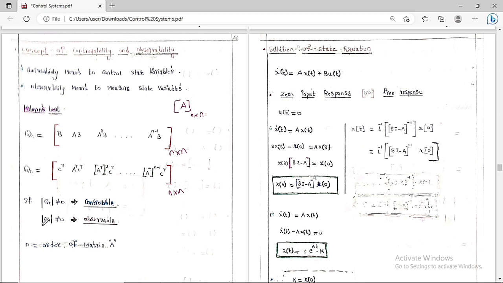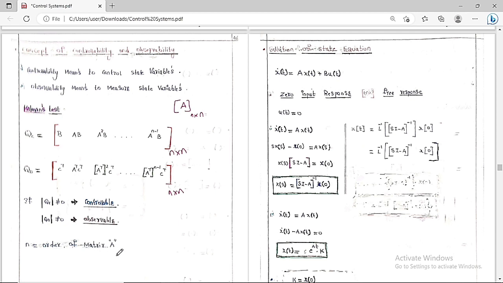If the determinant of the observability matrix is not equal to 0, then only we can say it is observable. Otherwise, it is unobservable. So always you have to remember, if it is not equal to 0 means controllable, otherwise uncontrollable. If it is not equal to 0 means it is observable, otherwise it is not observable. Where n is the order of the matrix, I have already told you.